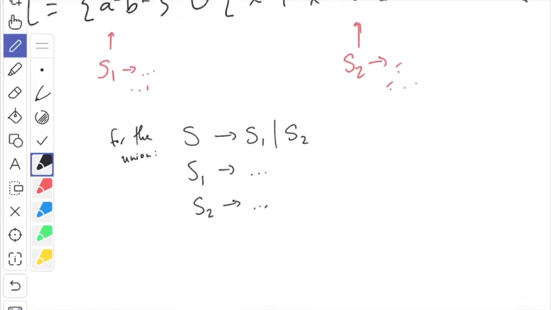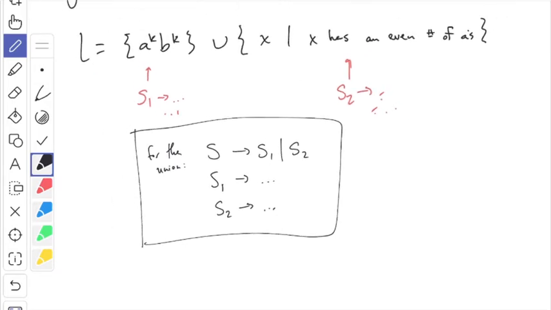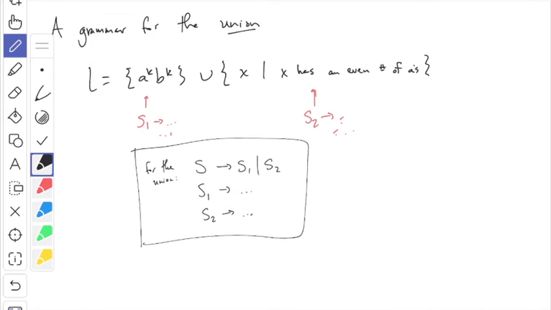So you can, I suppose, memorize this. I mean, it's not all that complicated, right? The union means or, so you just start with your starting symbol goes to one or the other. So that was a particular example, which we haven't done the whole example yet, but this is the strategy to get the union. You make your two separate grammars and you put them together with the or sign, the bar.